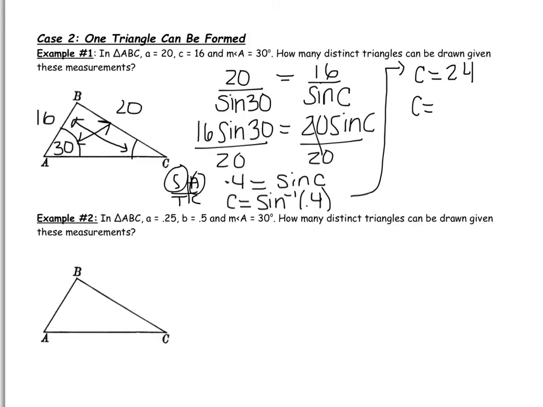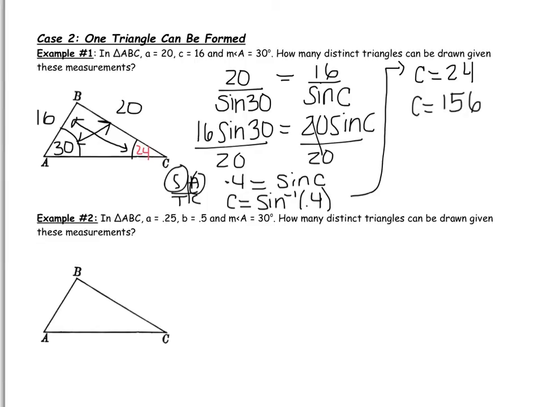180 minus 24, and you get 156. So in this case, C is going to either equal 24 or 156. So let's go ahead and play the game of plugging it in. So if C is 24, is there a triangle that I can form?